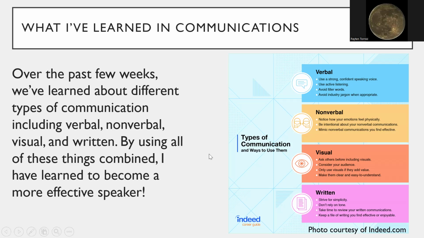Also, my text. Over the past few weeks, we've learned about different types of communication, including verbal, nonverbal, visual, and written. And my visual aid aligns with that idea. Here is a corrected version of a proper slide.